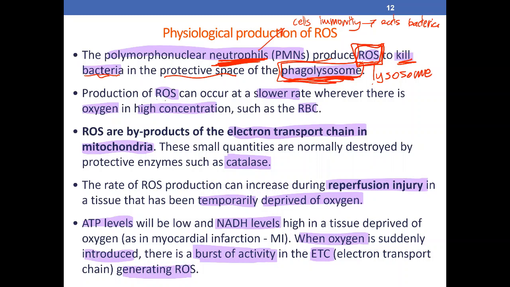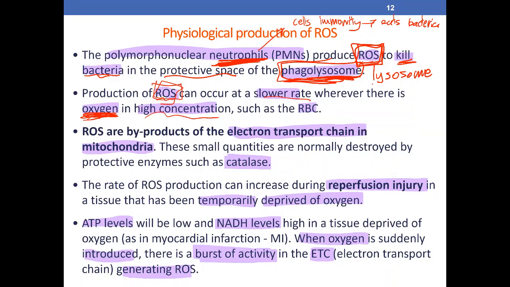Now, let's leave immunity for a second. It says over here, reactive oxygen species occur at a slower rate when there's oxygen. So when you have enough oxygen around, your cells can work just fine, everything is working just fine, there's low levels of reactive oxygen species.